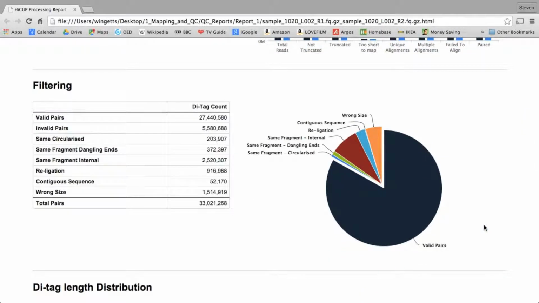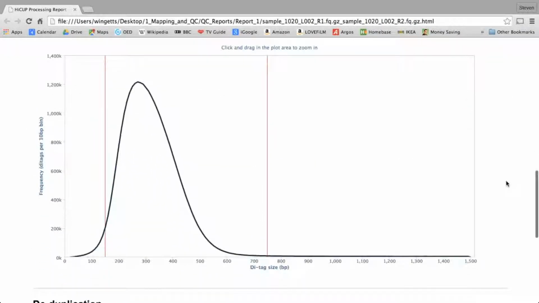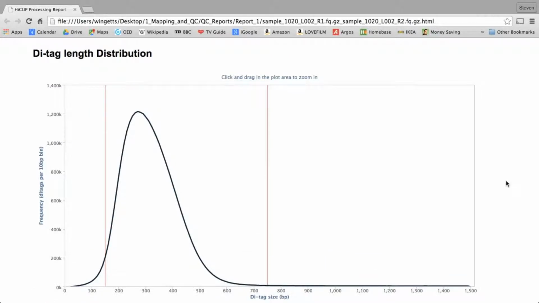Next, looking at the filtering step to remove typical HiC artifacts, we see that around 80% of the die tags were valid, which again is good for a HiC library. So looking at the die tag length distribution, we see the bulk of the die tags fall within the size range predicted by the bioanalyzer results. That is, in excess of 150 base pairs, but less than 750 base pairs.